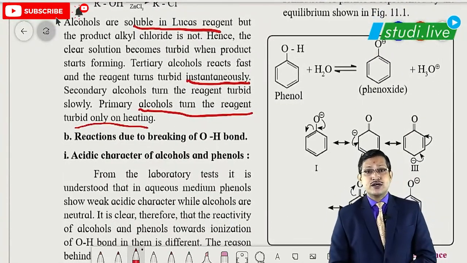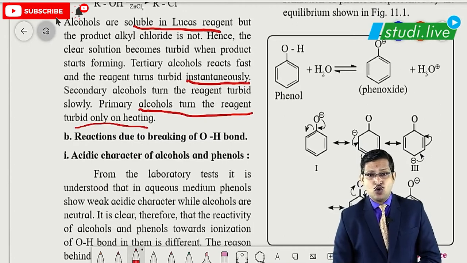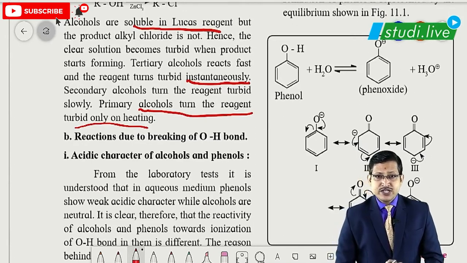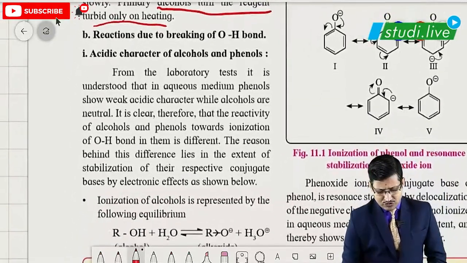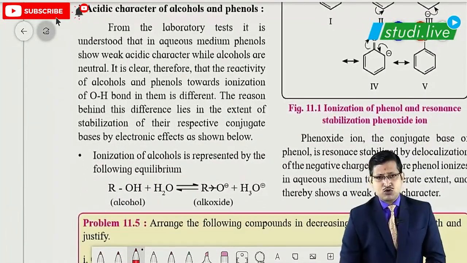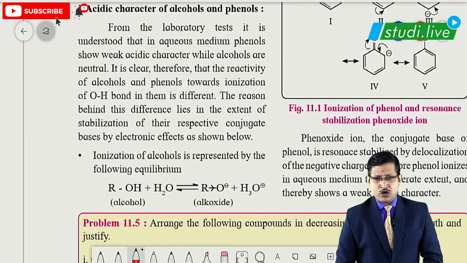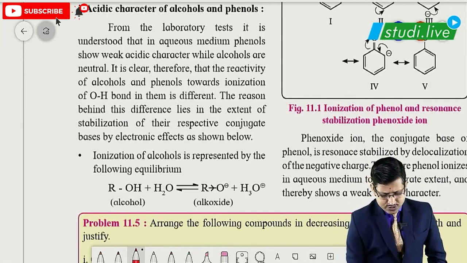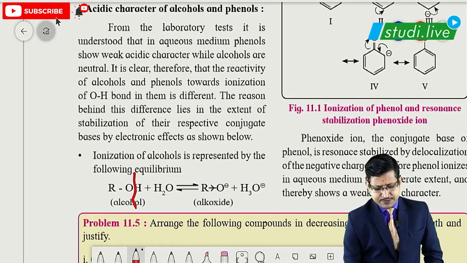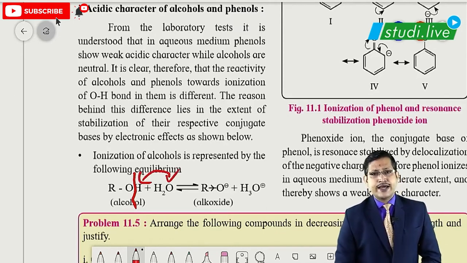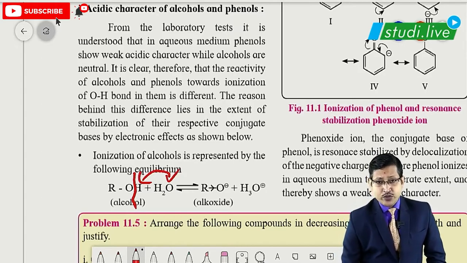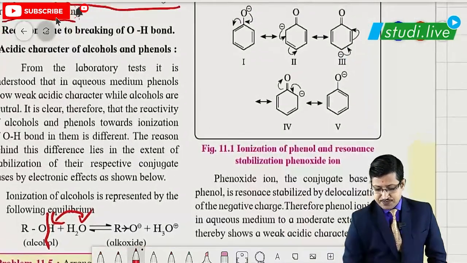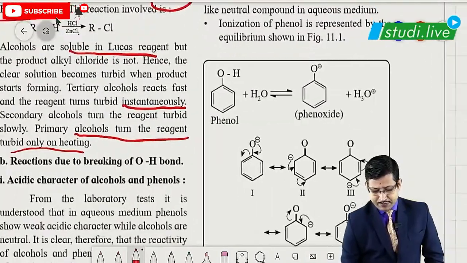The next one is reaction due to breaking of the OH bond. That is the first one we have already discussed, wherein you have ROH plus water. If the OH bond breaks, this gives you H3O plus. So that is the formation of the hydronium ion taking place.